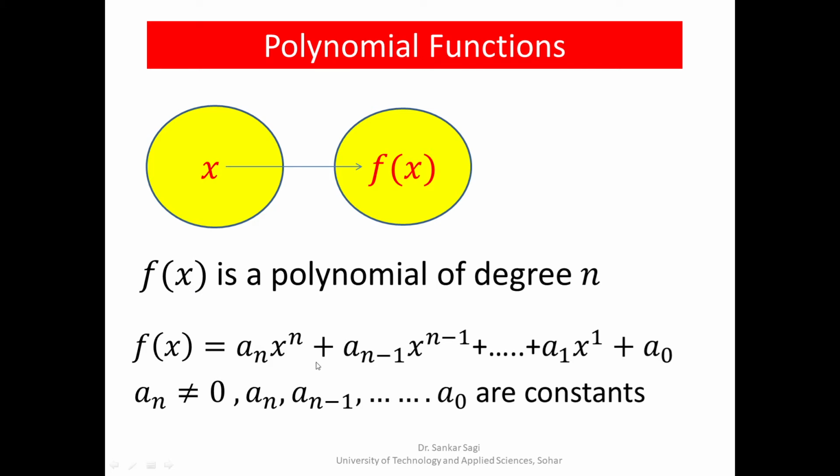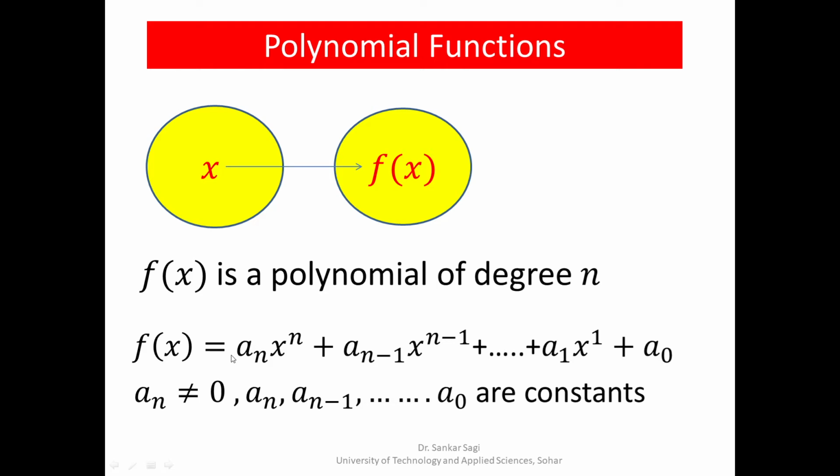So what is the definition of a polynomial of degree n? Any expression of the form f(x) = a_n x^n + a_(n-1) x^(n-1) + and so on + a_1 x^1 + a_0. This kind of expression we call a polynomial expression. If f(x) is a polynomial expression like this, we call it a polynomial of degree n, where all these a_0, a_1, and so on up to a_n are constants, and a_n should not be 0.